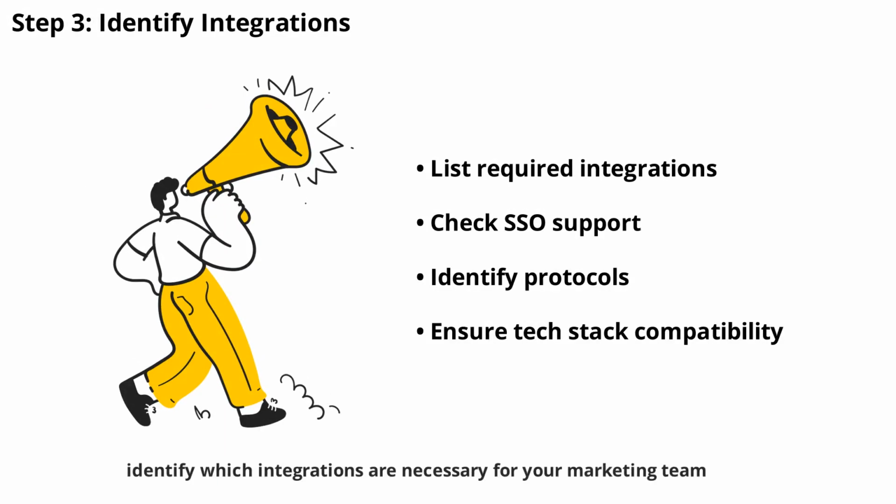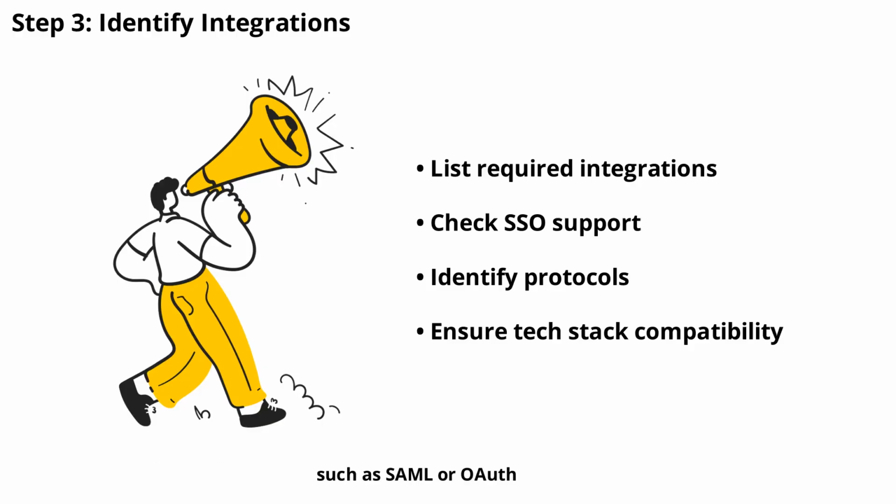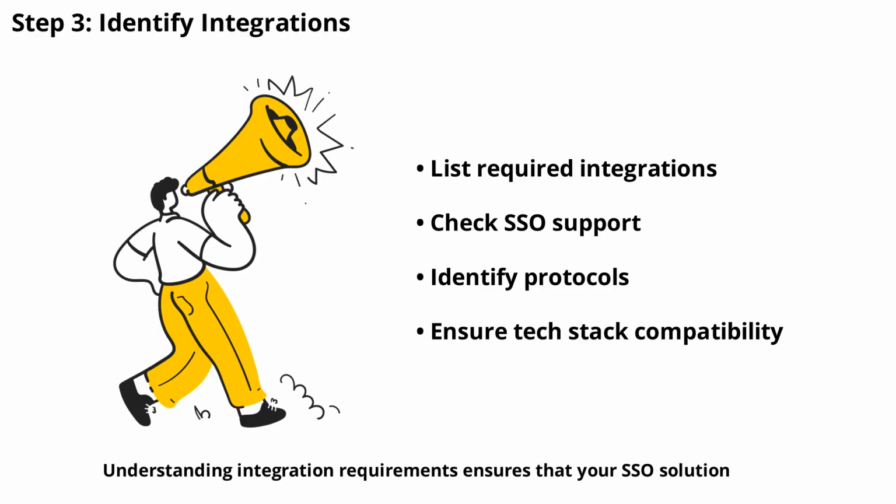Next, identify which integrations are necessary for your marketing team. Make a list of all applications, platforms, and tools that need to be connected through SSO. This includes analytics tools, CRM systems, social media platforms, and email marketing services. Check if these tools support SSO and what protocols they use, such as SAML or OAuth. Understanding integration requirements ensures that your SSO solution will work seamlessly with your existing tech stack.